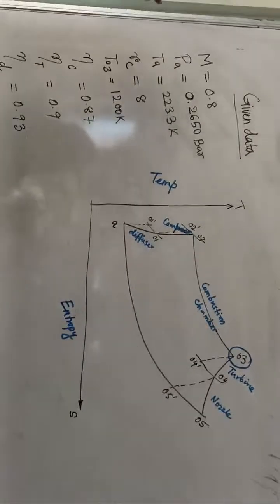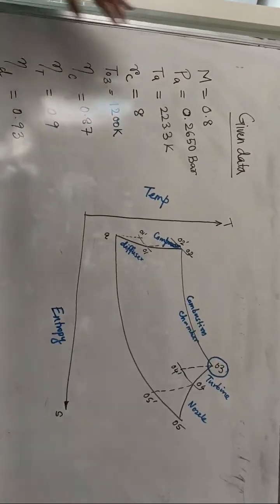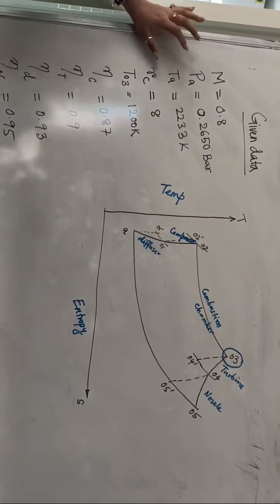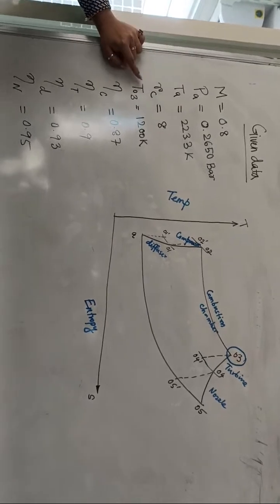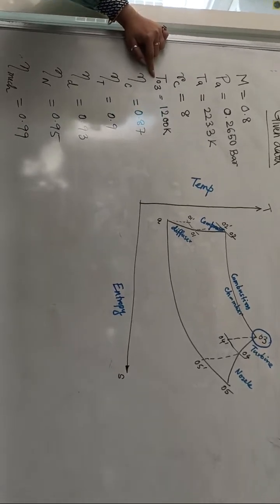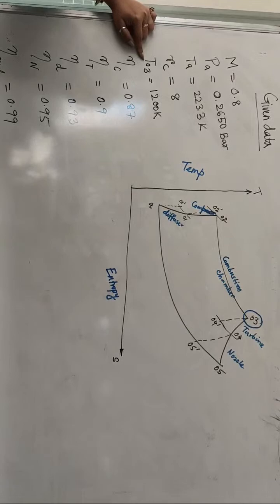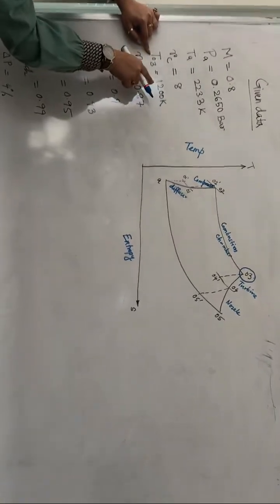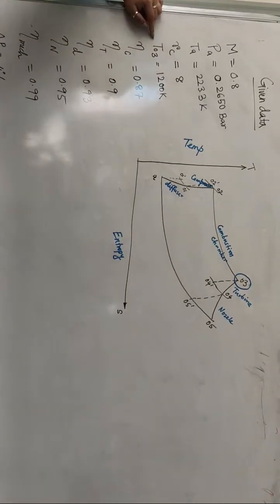So what are the given data in this particular problem? They have given a Mach number, ambient pressure, ambient temperature, pressure ratio. They have given T03. What is T03? It means the turbine inlet temperature. So that's why I have written T03 equals 1200 as per the given data.